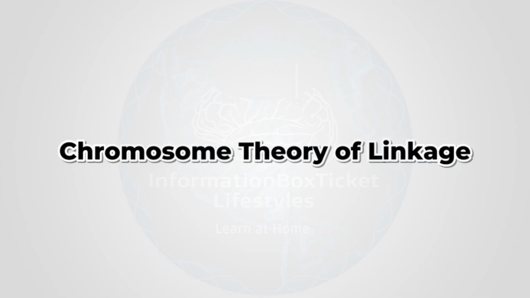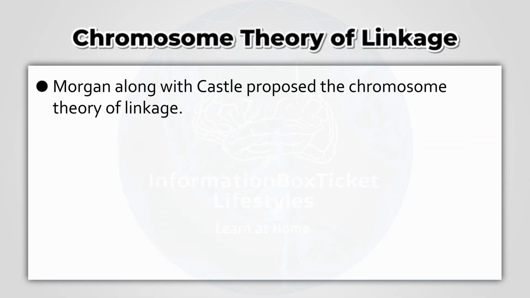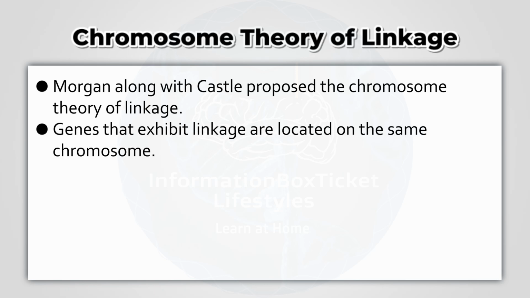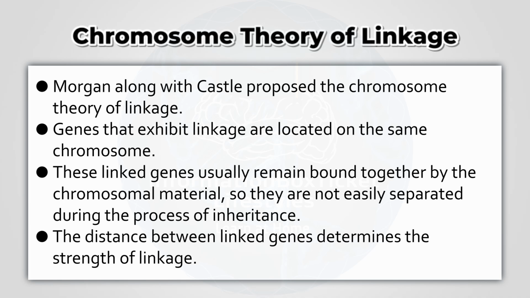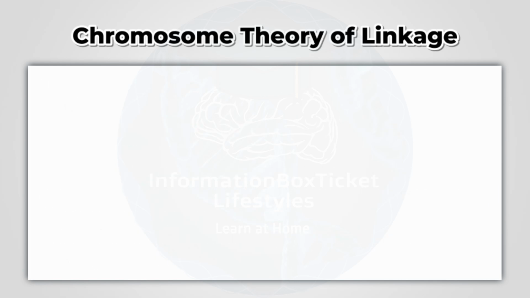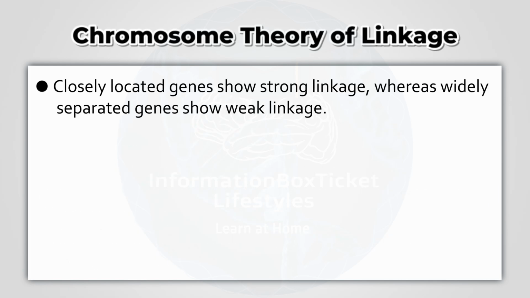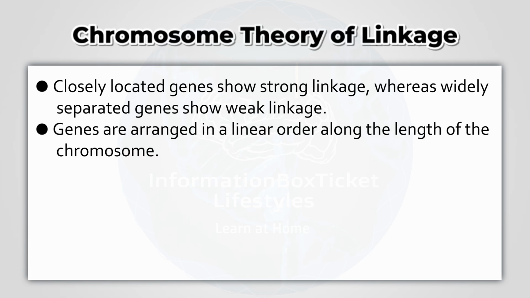Chromosome theory of linkage. Morgan, along with Castle, proposed the chromosome theory of linkage. Genes that exhibit linkage are located on the same chromosome. These linked genes usually remain bound together by the chromosomal material, so they are not easily separated during the process of inheritance. The distance between linked genes determines the strength of linkage. Closely located genes show strong linkage, whereas widely separated genes show weak linkage. Genes are arranged in a linear order along the length of the chromosome.